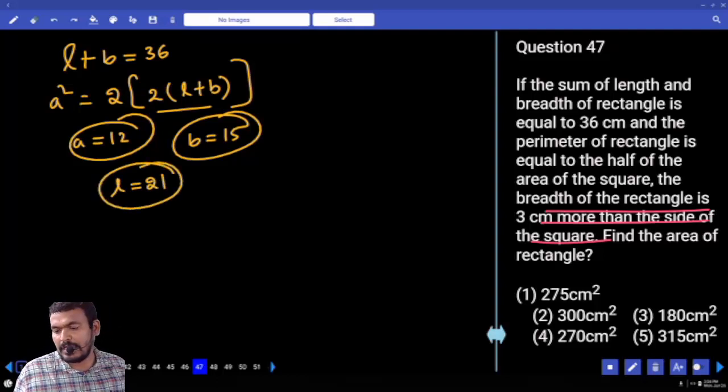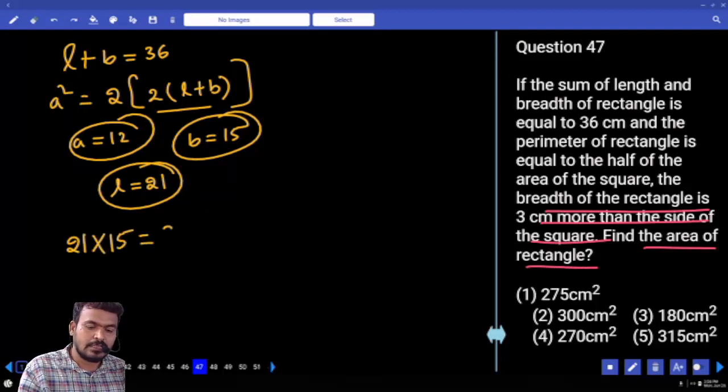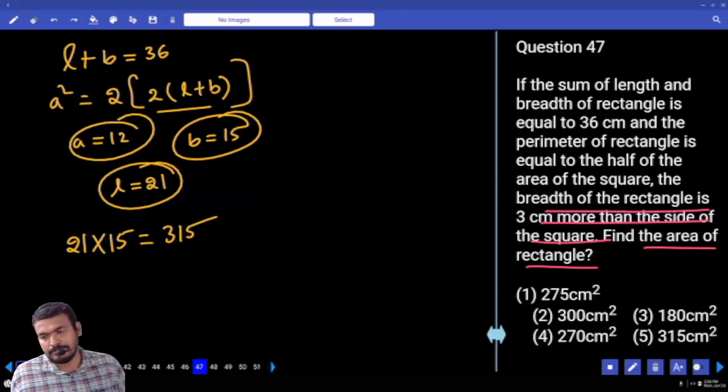What is the question here? Area of a rectangle means L into B. 21 into 15. What is the answer? 315.